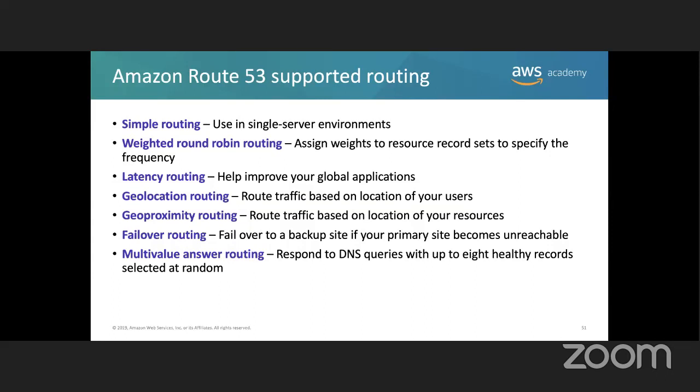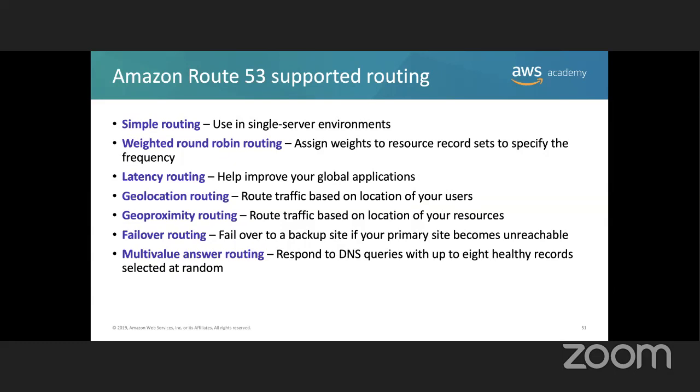Geoproximity routing is based on the location of your resources. So you will send the traffic from the users based on the location of your resources. Remember, there are some resources that are in a particular region or availability zone. Not all services are available in all regions, and not all services are available in availability zones. So you can use geoproximity routing and move the users as close as possible to your resources, okay?